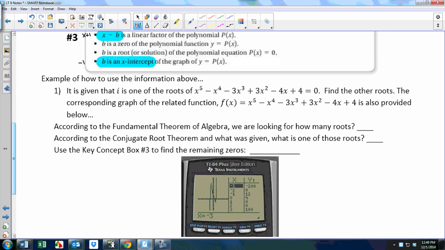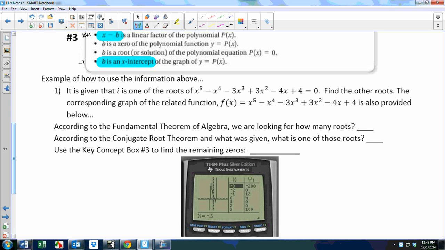Example 1. It is given that i is one of the roots of this equation. Find the other roots. For your convenience, I've already graphed the function and put the picture down here. If you are interested, I can show you what buttons to push so that your calculator will split the screen too, where you can have the graph on one side and the table on the other. They'll all do that. But let's answer these questions that you should ask yourself every time.